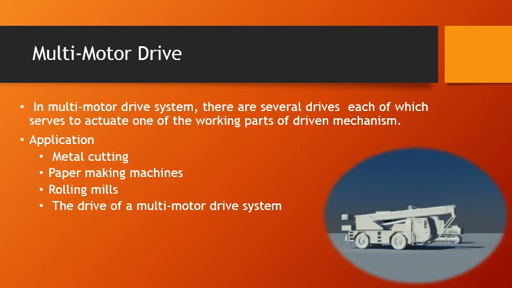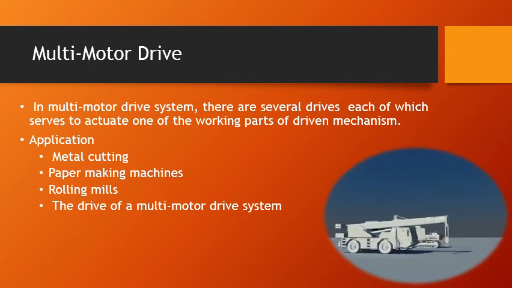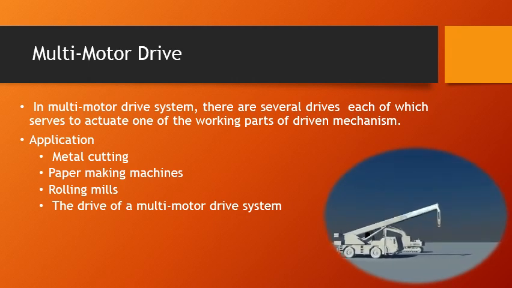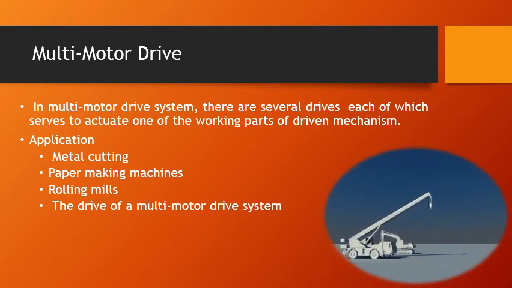In the multi-motor drive system, there are several drives, each of which serves to actuate one of the working parts of a driven mechanism. The applications are in metal cutting machines, paper making machines, and rolling machines. Here is an example of the drive of a multi-motor drive system, the crane system. In this crane, there is only one load, but several electrical drive mechanisms are required to lift it and to position it. For that, a multi-motor drive is used.